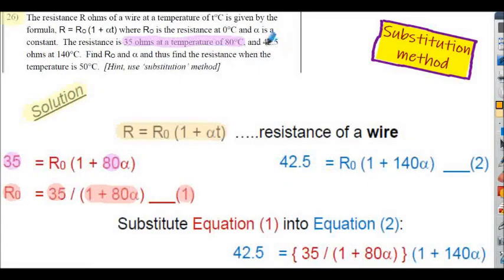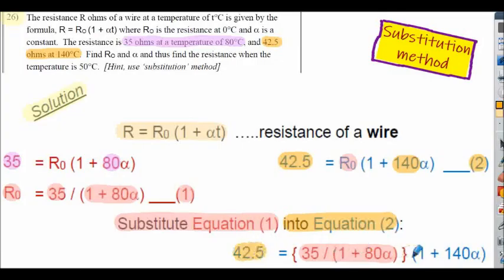And the second equation we can generate relates to the 42.5 ohms at 140 degrees C. So again, using the format of R is equal to R0 multiplied by 1 plus alpha T. Here's the value of R, 42.5 ohms. Here's the value of T, 140 degrees C. Call that equation 2 for reference. So now we're going to solve the equations using the substitution method. So we're going to substitute equation 1 into equation 2. So here's equation 1, R0, substituted into equation 2.